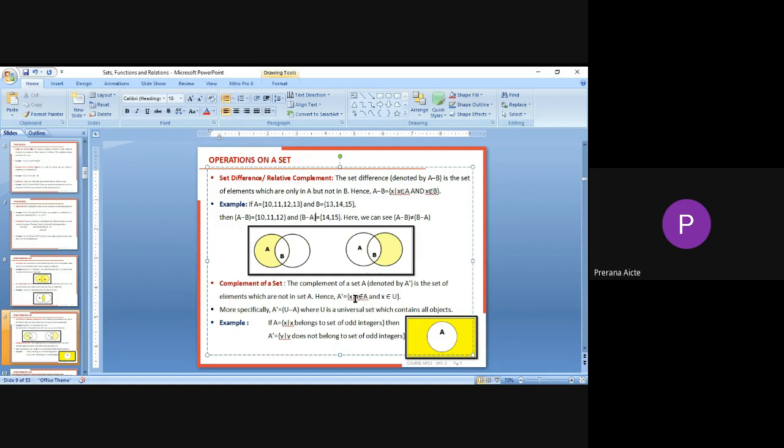So if you see this, the set of x such that x does not belong to A and x belongs to the universal set. If you want to represent this mathematically, A complement equal to U minus A, universal set minus A. I can represent it like this also. And this is the Venn diagram representation related to the complement of a set.